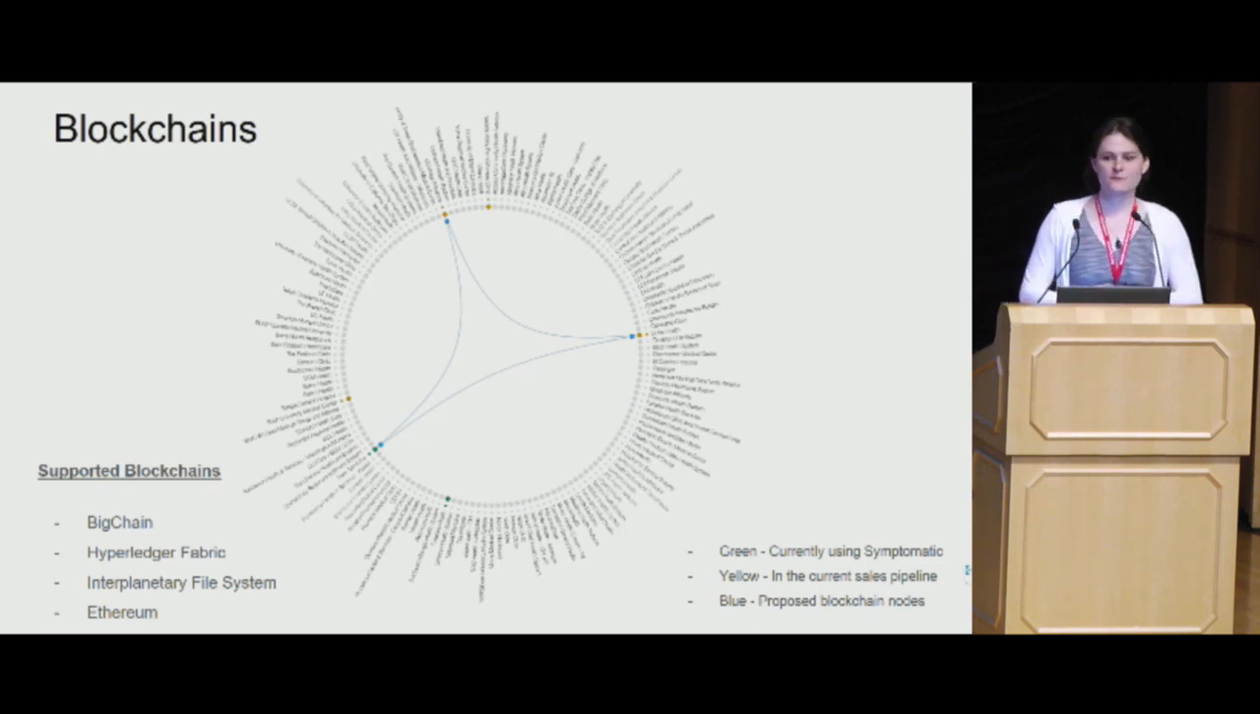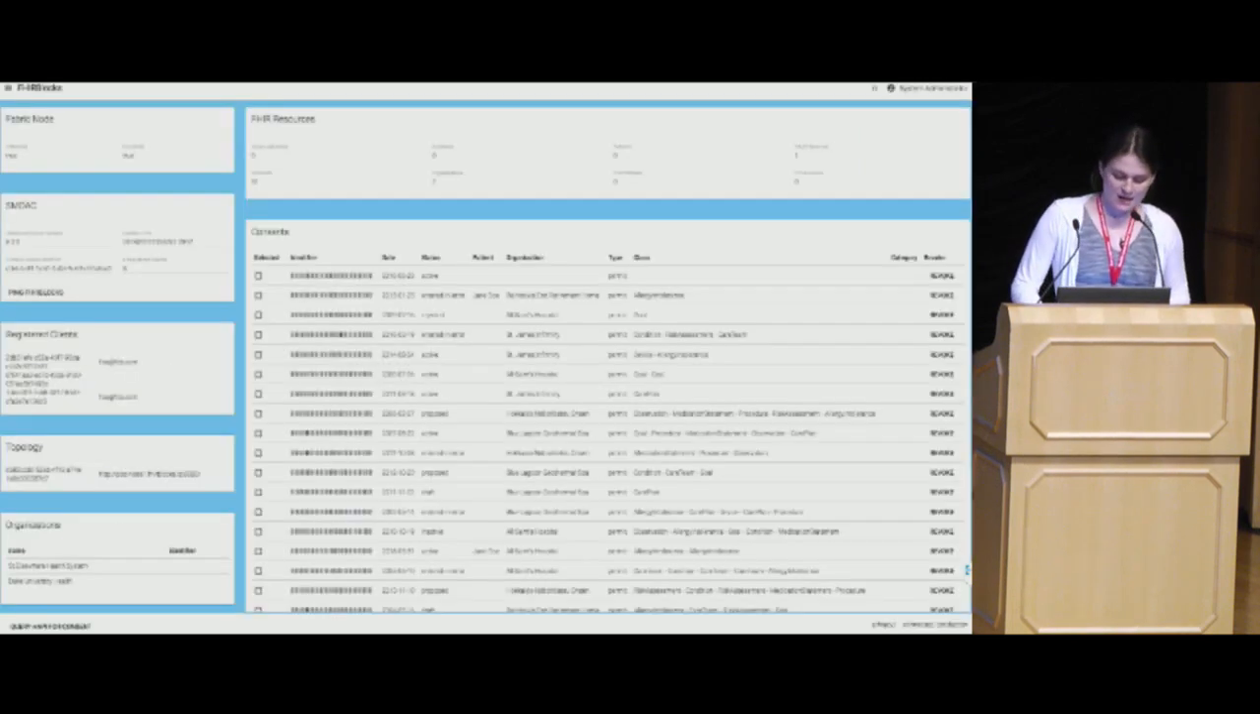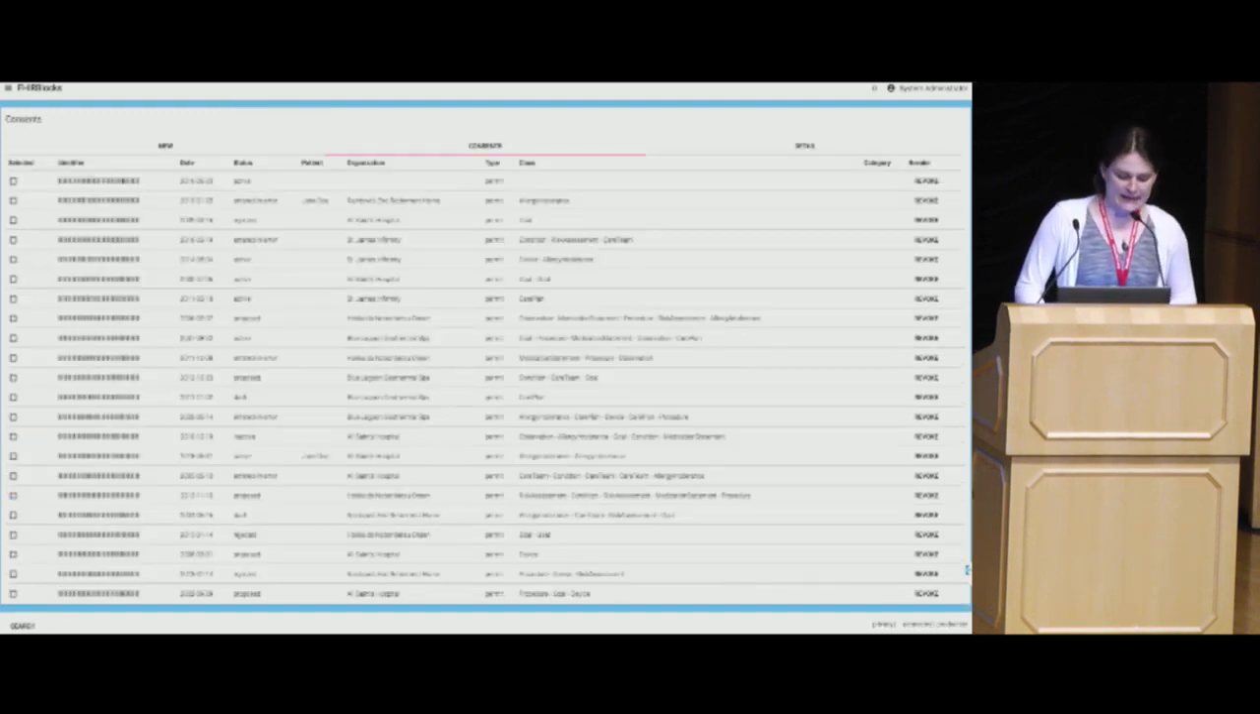We've done 4 prototypes with blockchain, supporting Big Chain, Hyperledger Fabric, Interplanetary File System, and Ethereum. And we're running a pilot right now, putting it in together, where we're doing consents for health information exchange on Hyperledger Fabric. And this is a screenshot of one of these products that we're piloting. And you can see the difference between the consents that would be on the chain versus what would be in an individual's wallet.